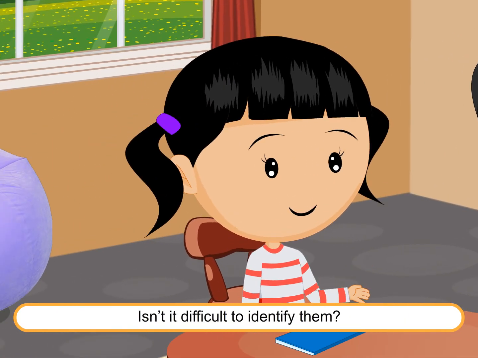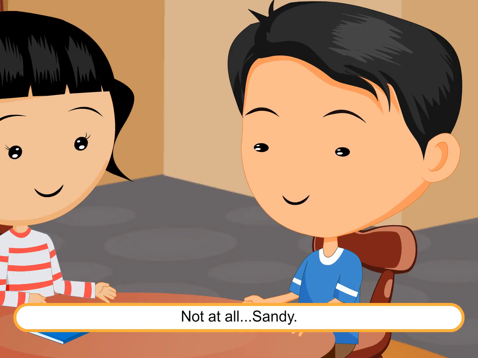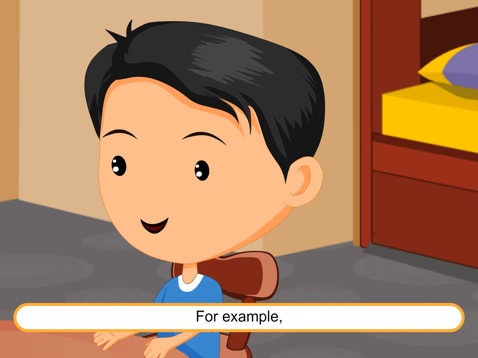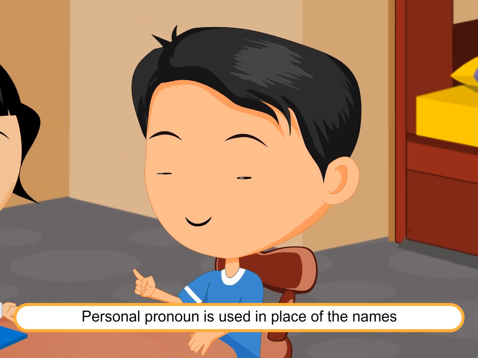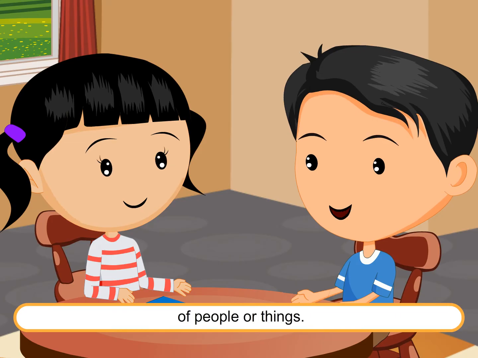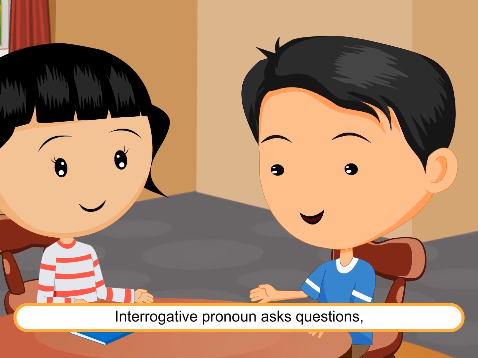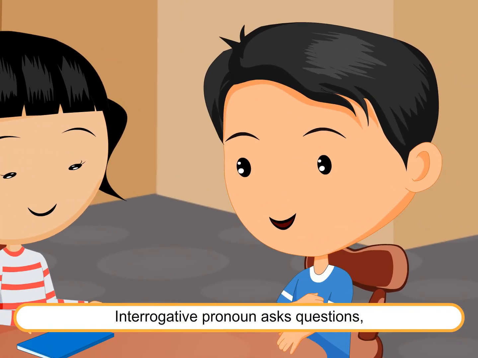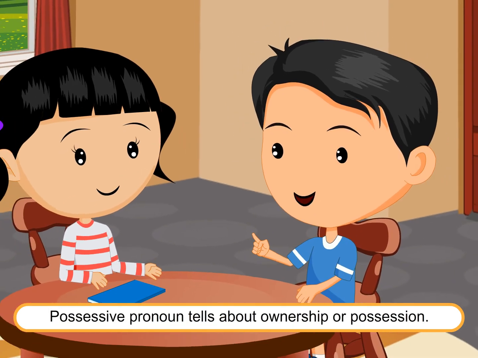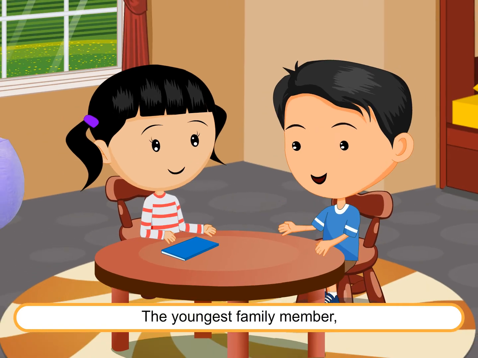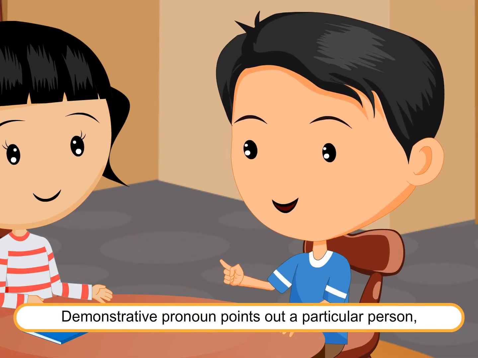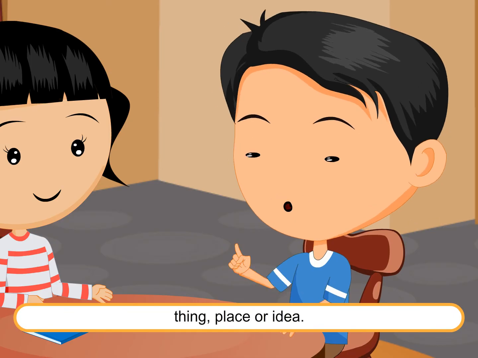Isn't it difficult to identify them? Not at all, Sandy. You can identify them by their name. For example, a personal pronoun is used in place of the names of people or things. An interrogative pronoun asks questions. A possessive pronoun tells about ownership or possession. The youngest family member, the demonstrative pronoun, points out a particular person, thing, place or idea.